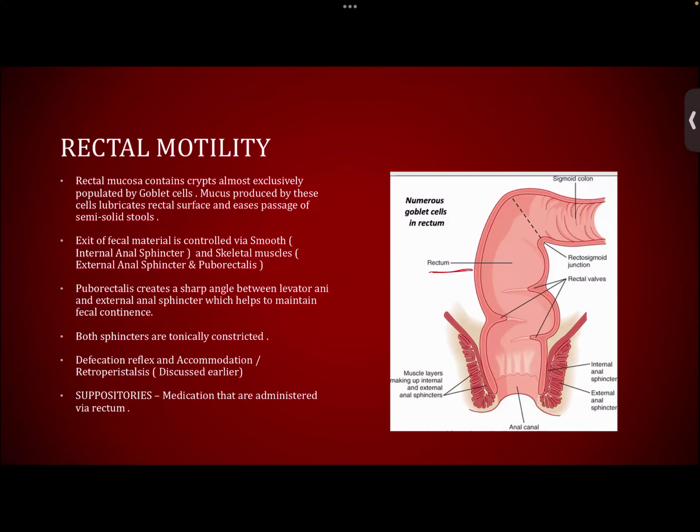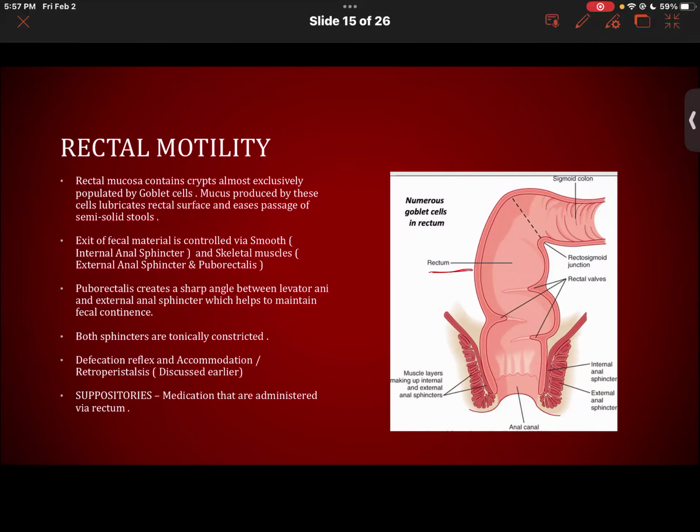And in the rectum, we have something called goblet cells, which are also present in other parts of the body, but they're present here. These goblet cells produce mucus, and this mucus lubricates the surface of the rectum and eases the passage of semi-solid stools. So it makes it easy for the feces to be moved into the anus. It lubricates the walls of the rectum and the feces.